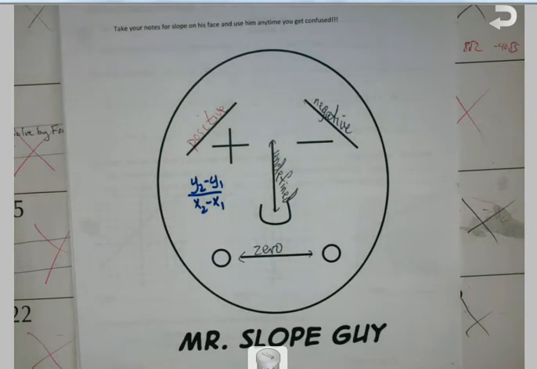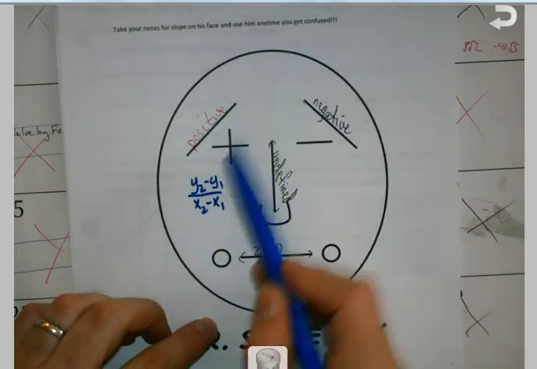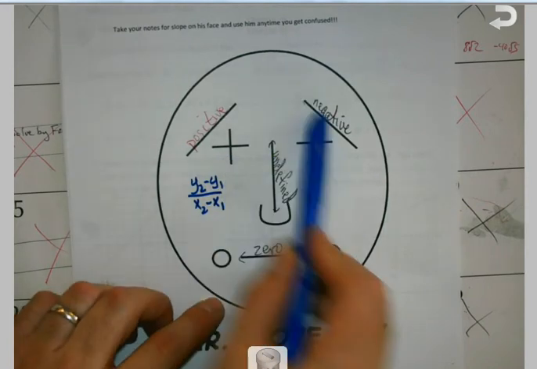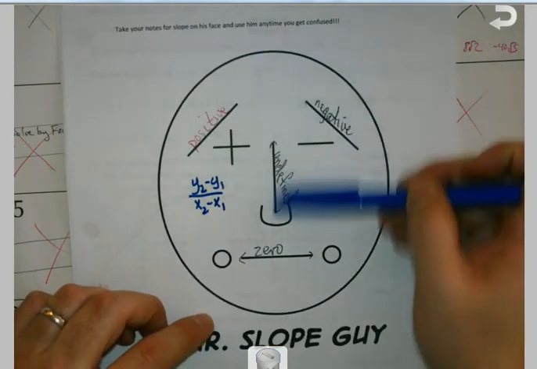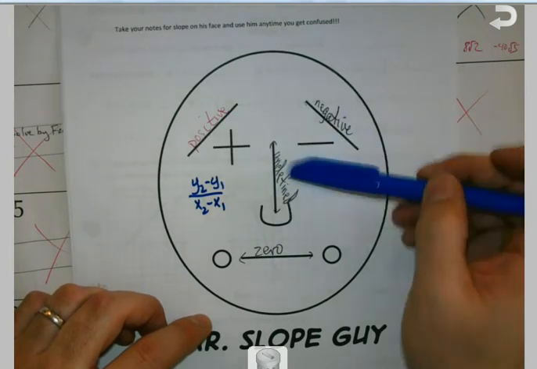All right, well, now that we see Mr. Slope Guy and all of his tattooedness, positive slope, up to the right. Negative slope, down to the right, hence the negative. Our undefined is when we have a vertical line, an up and down line.